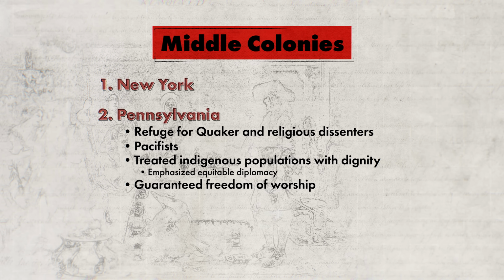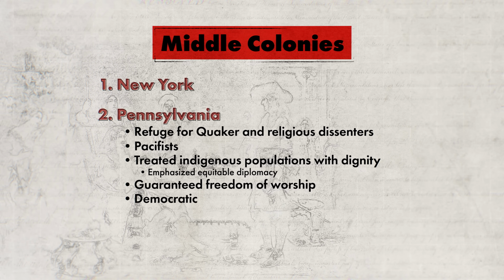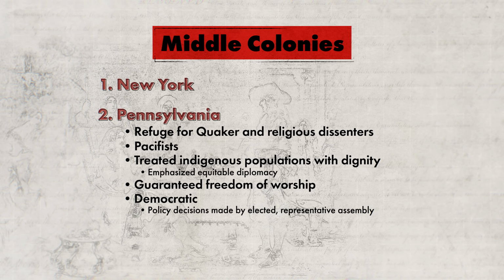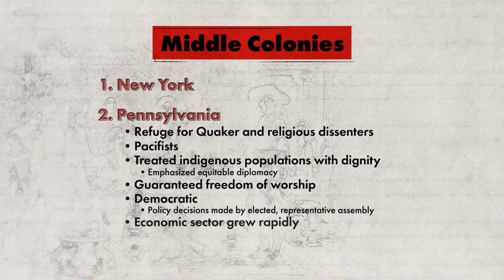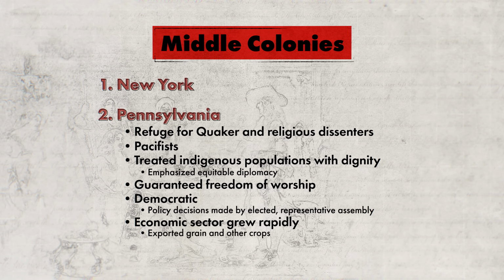And so, compared to the other British colonies, Pennsylvania was unusually democratic since policy decisions were made by an elected representative assembly who were chosen by landowners. And given Pennsylvania's non-discriminatory practices, the colony attracted a very diverse population. And in that environment, Pennsylvania's economic sector grew rapidly, particularly in the export of grain and other crops, which is similar to the other middle colonies.